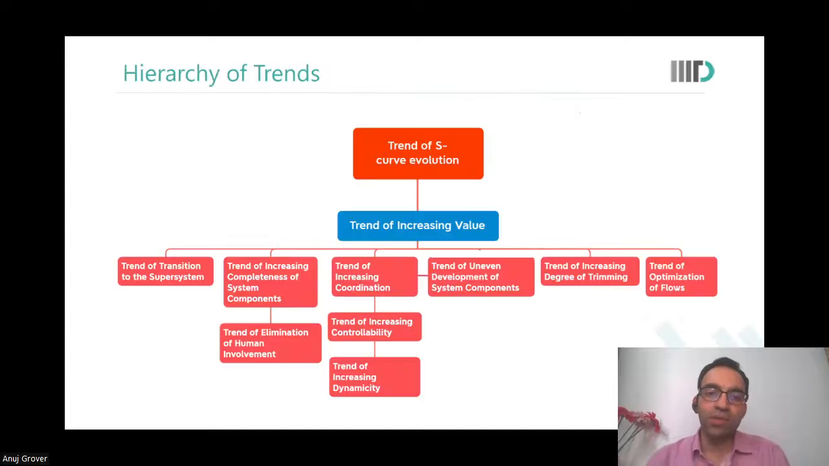Okay. So there is a hierarchy of trends. And the top of the hierarchy is trend of S-curve evolution. How many of you have heard about S-curves? You can raise your hand if you have heard about it.